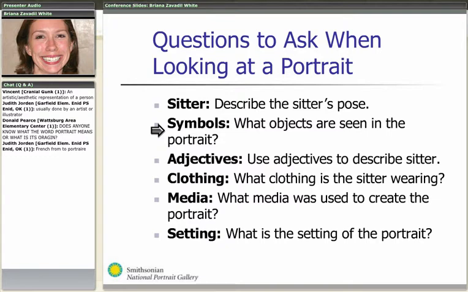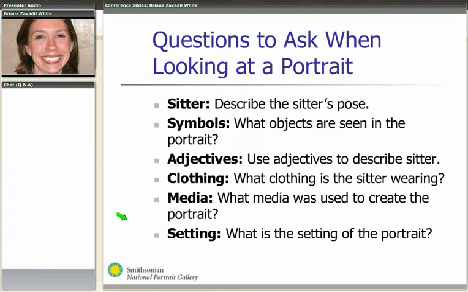So if we could go back, so again, adjectives. Use adjectives to describe the sitter. Clothing. What clothing is the sitter wearing? And again, here, depending on the age level of your students, I might want to consider jumping into the portrait. Have your students consider what the clothing might feel like if they could touch it. Because oftentimes portraiture is not as exciting, I think, as other images that students might see. So to have them deeply involved, I think, is important. So consider having them jump in.